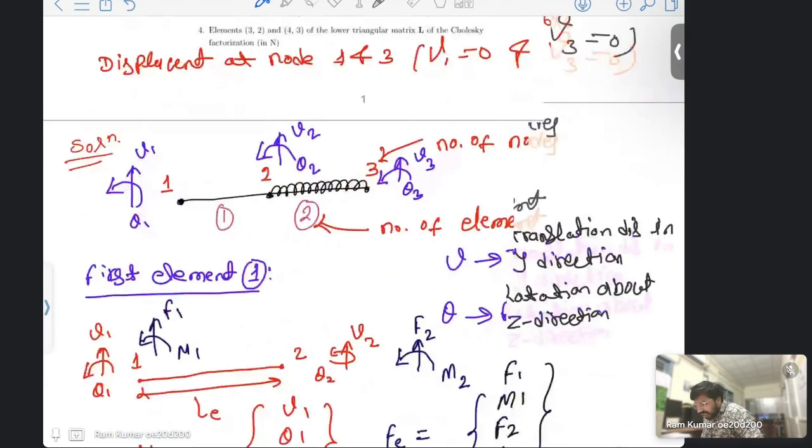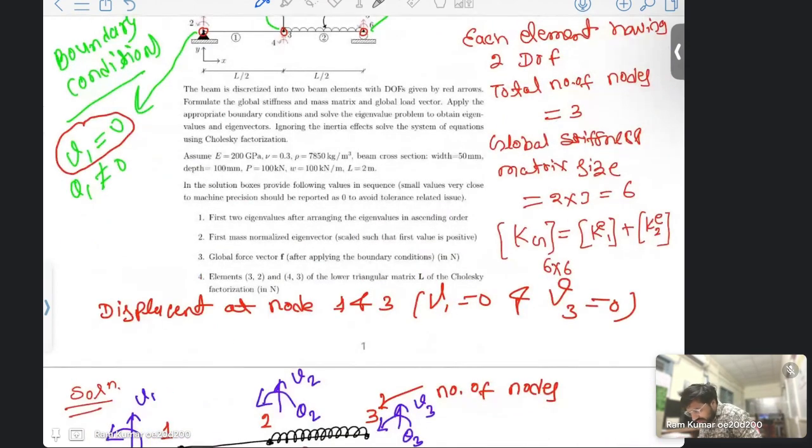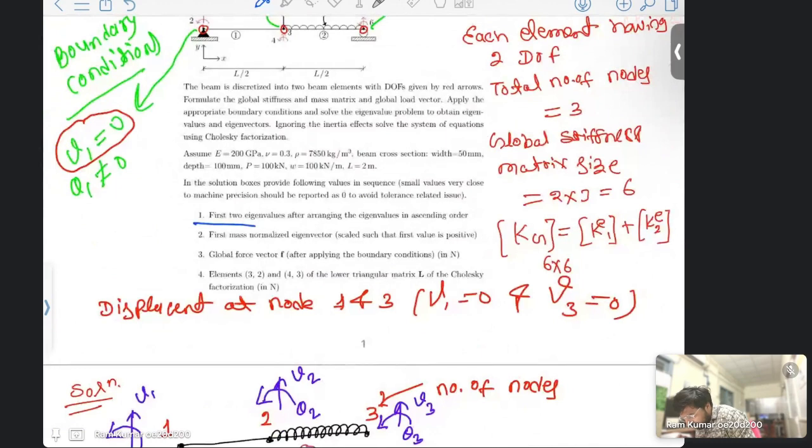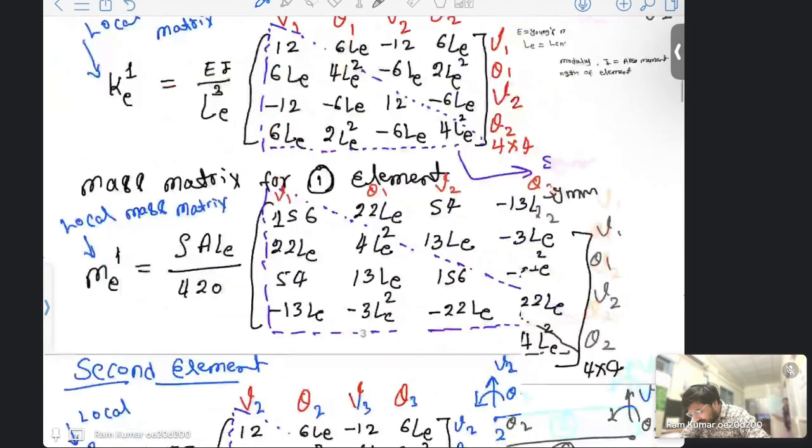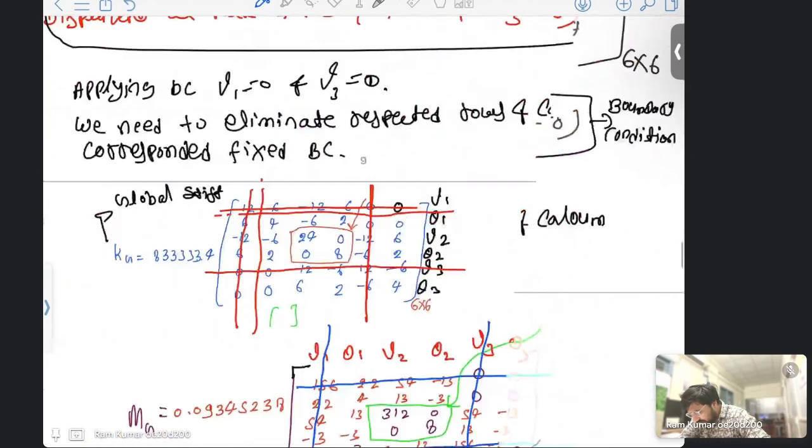We have to find that eigenvalue. First, after arranging the eigenvalues in descending order, we have to find the first two eigenvalues. So how are we going to do it?